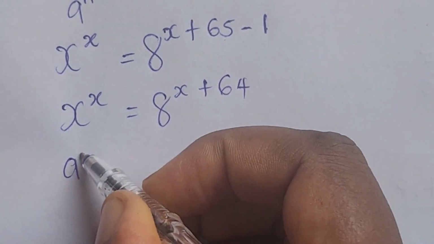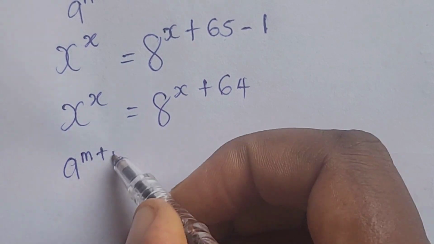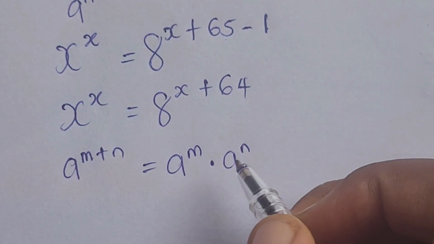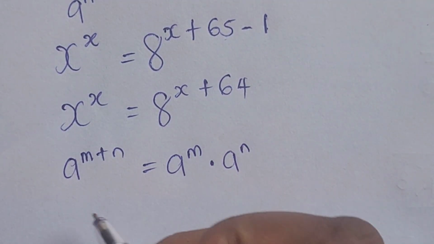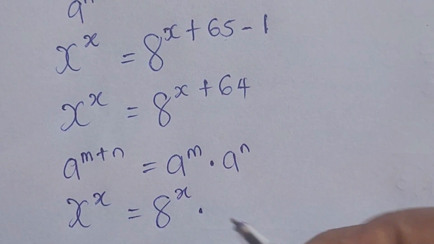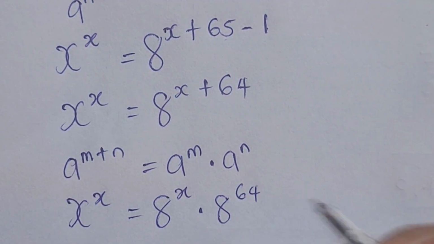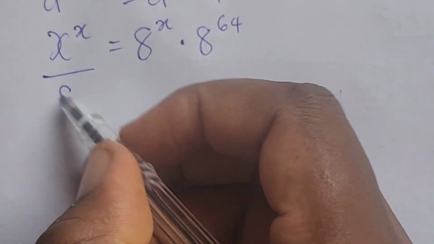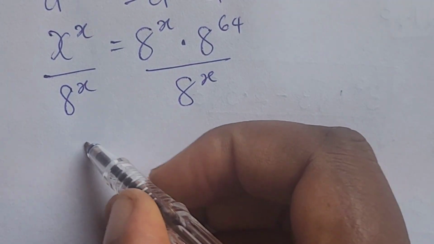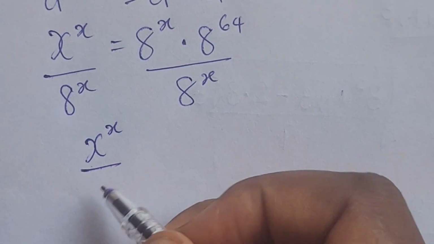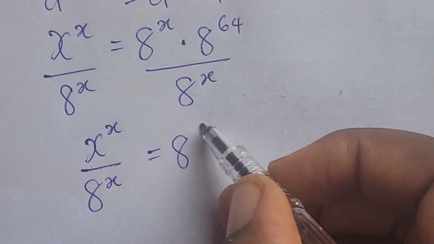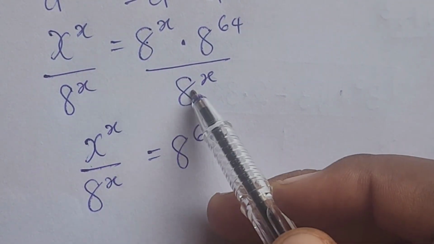Now let's recall, when we have a to the power of m plus n, this is equal to a to the power of m times a to the power of n. So we'll be splitting this to have x to the power of x equal to 8 to the power of x times 8 to the power of 64. So let's divide through by 8 to the power of x to have x to the power of x all over 8 to the power of x equal to 8 to the power of 64.